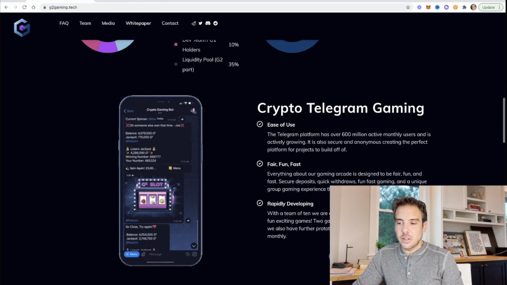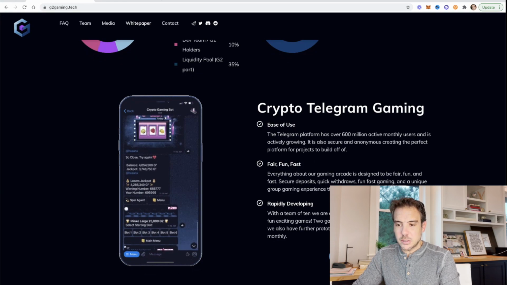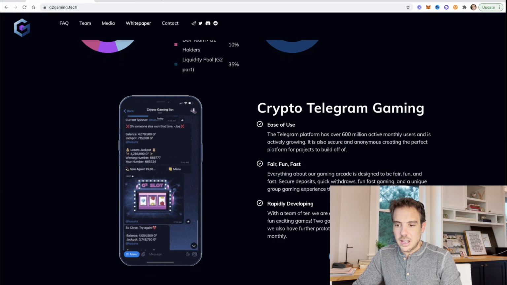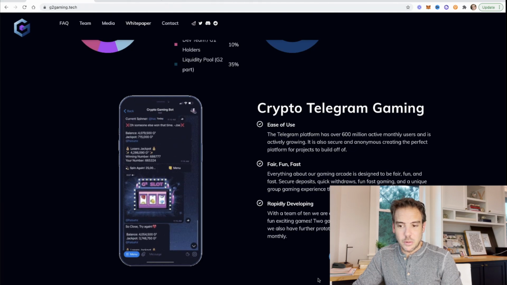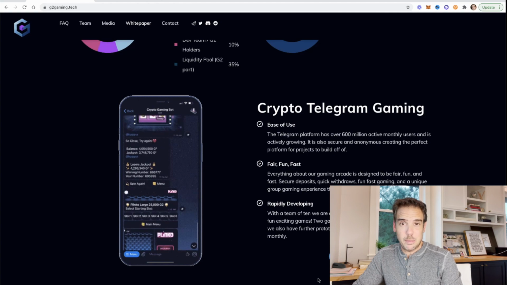Here's an example of what this looks like. If you're looking at my screen now, on the left-hand side, you see the games scrolling on Telegram, right? So people will be able to play that. I'll show you an example of what it looks like.